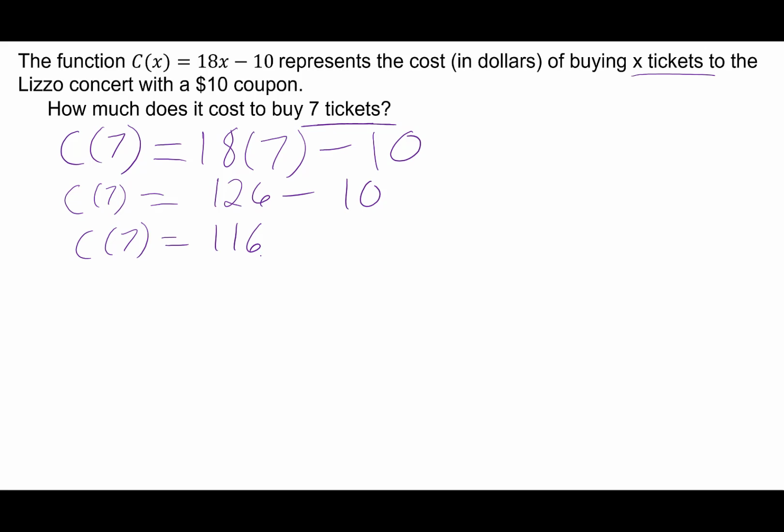So what does this mean though? Well, this means it's going to cost me $116. Oops, let me rewrite that. So it's going to cost $116 to buy, oops, cannot spell today, 7 tickets.